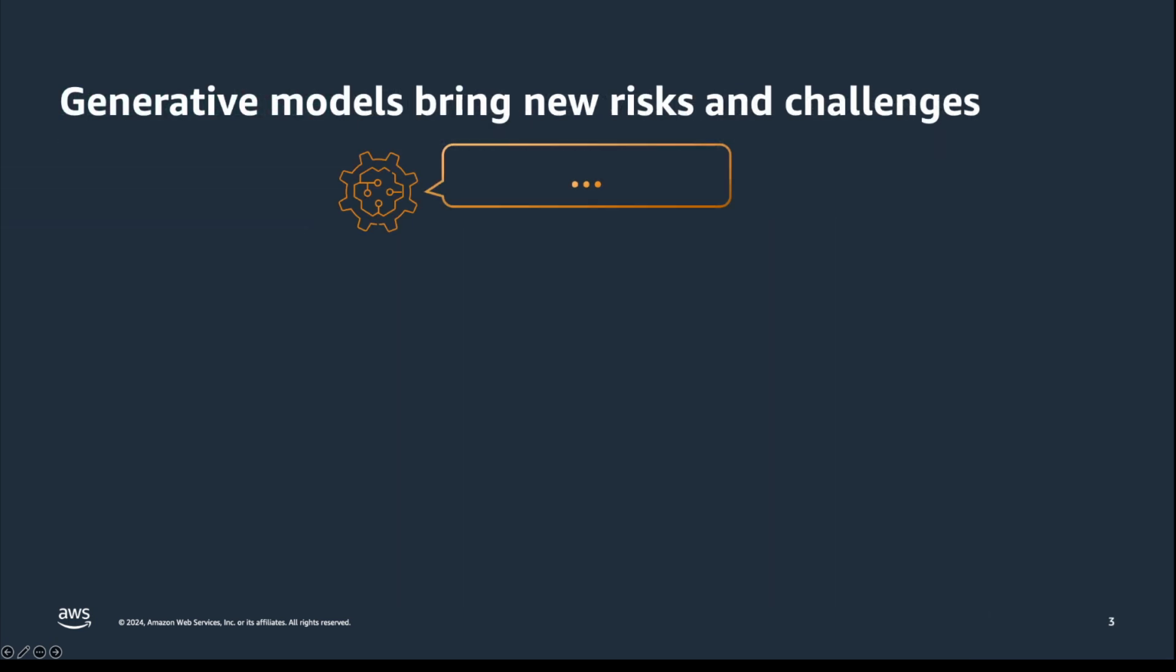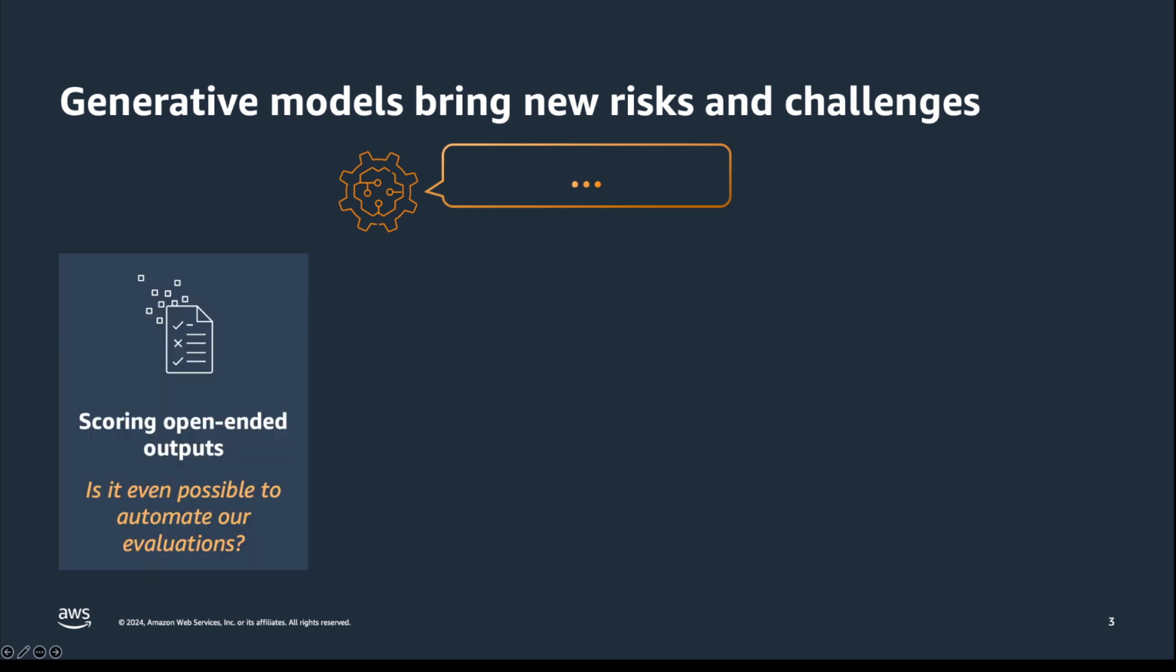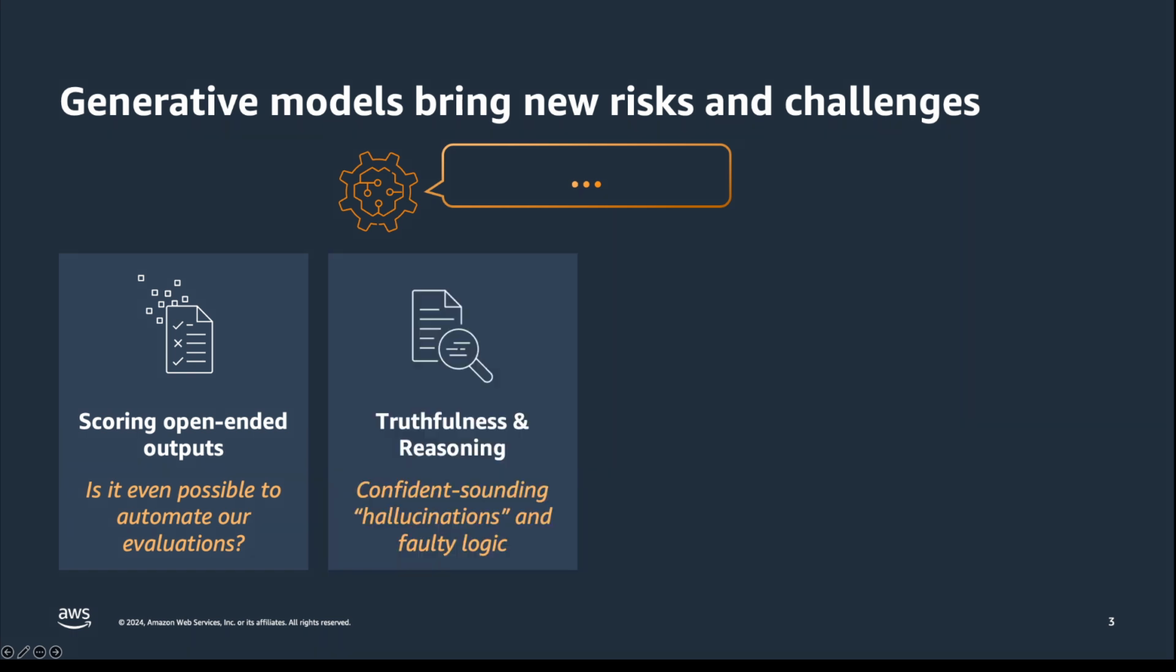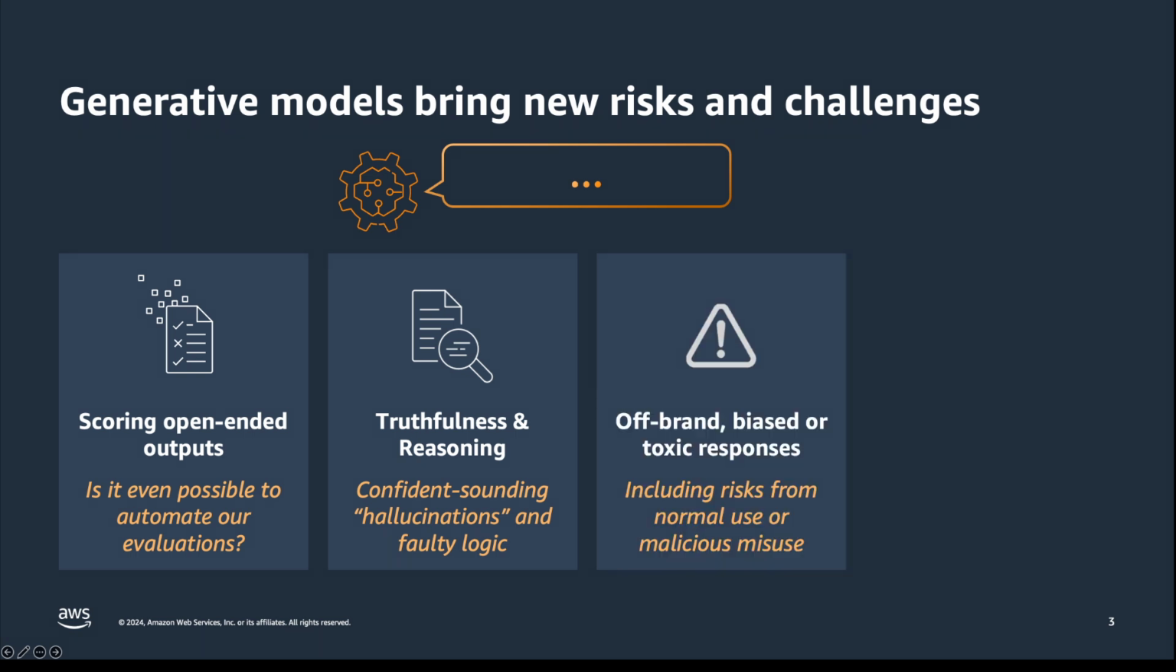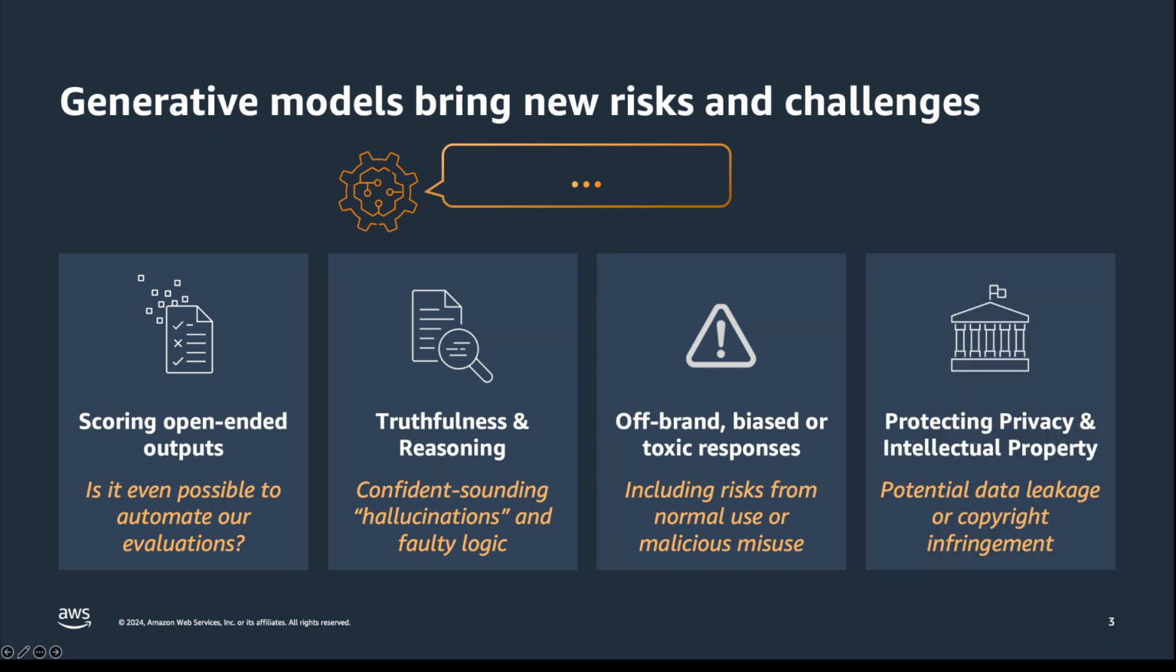But why is evaluating generative models different to evaluating other machine learning tasks? Well, firstly, because they generate outputs, this means that our evaluation will have to handle and score open-ended responses. Secondly, we'll want to test that these responses are correct, and not confident-sounding hallucinations built on faulty logic. Thirdly, it could be that we're wanting to control for off-brand responses, or even toxic or biased ones. And finally, we'll want to test that the data that they're integrated with is handled correctly.